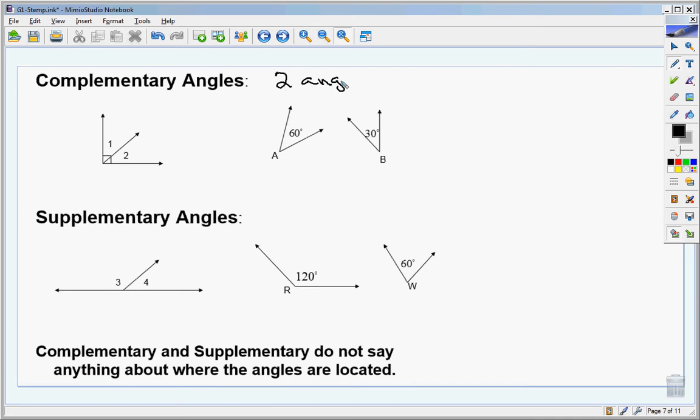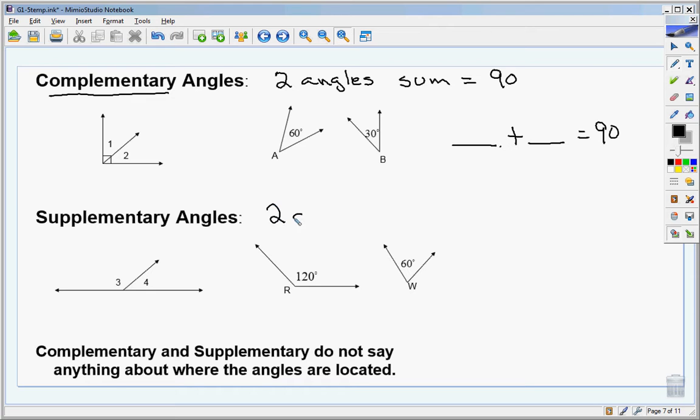Two angles. The sum equals 90 degrees. In fact, if this was in a word problem, the minute I see the word complementary, I write blank plus blank equals 90, because I know that I'm going to take two things, add them together, and it's going to end up at 90 degrees. The minute I read that word, I put that in that problem.